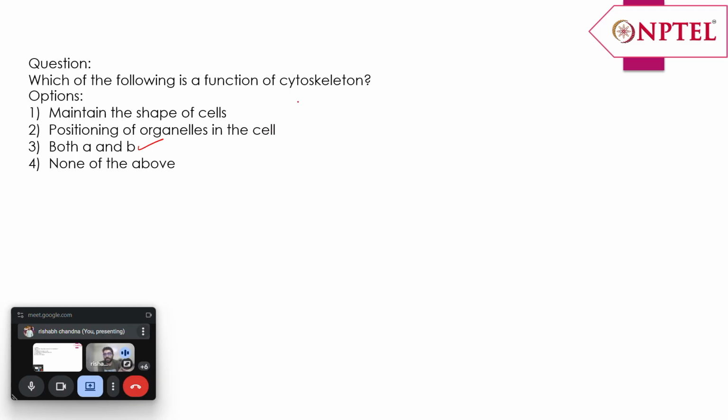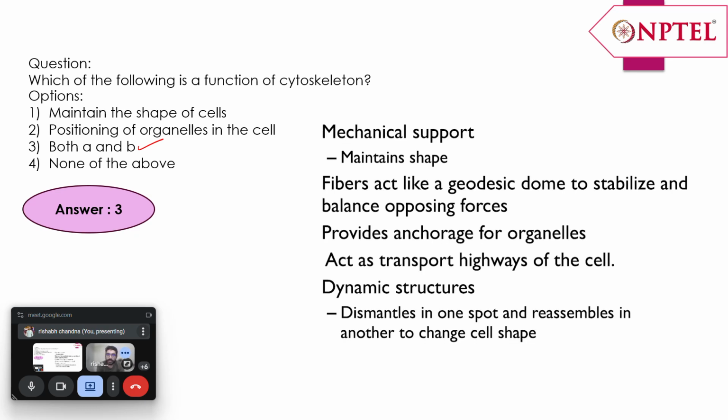So the correct answer is option 3, that is both A and B: it maintains the shape of the cells and it helps in positioning of the organelles in the cell. What happens is, our body has a skeleton. If we can stand, walk, and hold a still body, that is because of the skeleton.